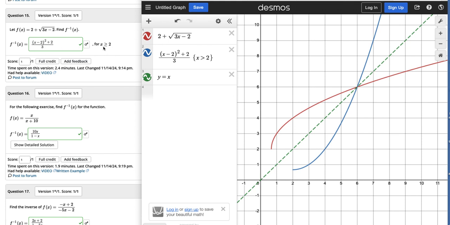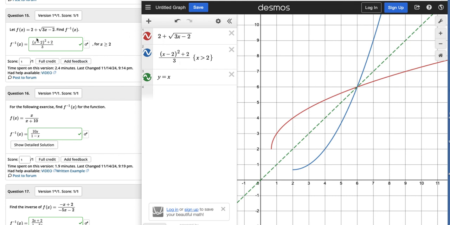So the question was, what's up with this x greater than or equal to 2, in terms of why are they restricting the domain of the inverse? And the reason for that is the domain of the original function is the range of the inverse, and the range of the original function is the domain of the inverse. So the same way that the x's and y's swap places, the domains and ranges swap places.